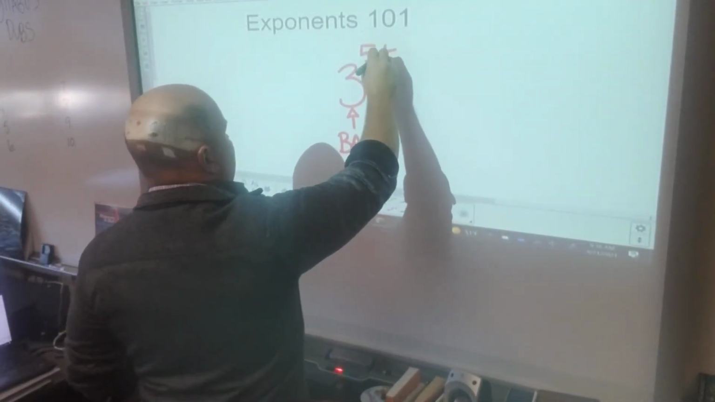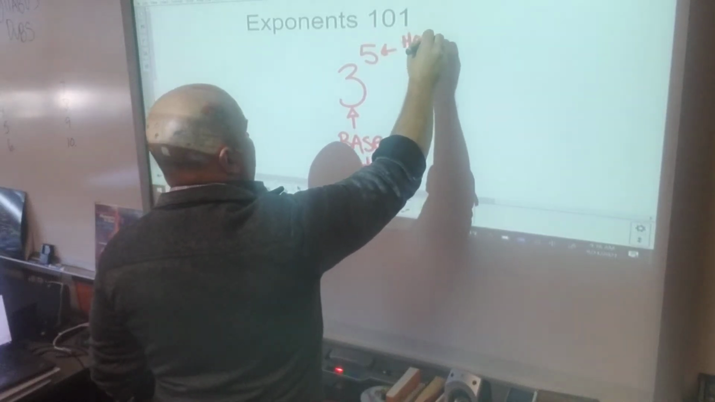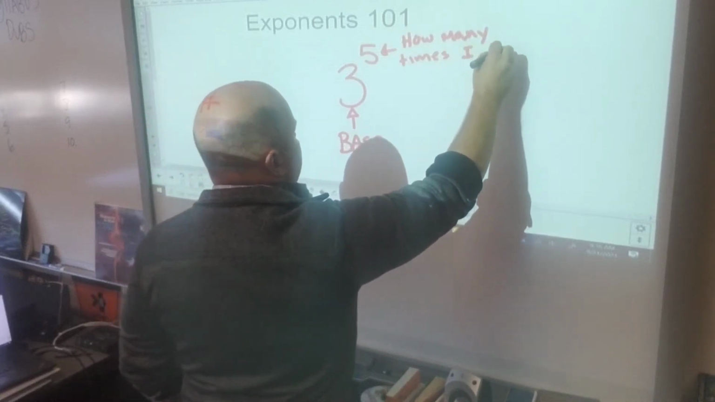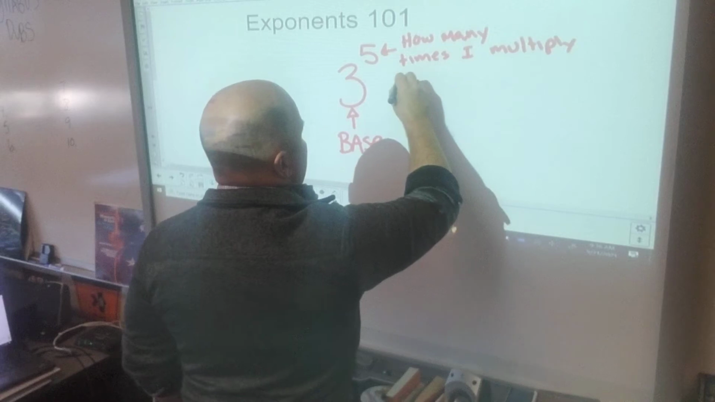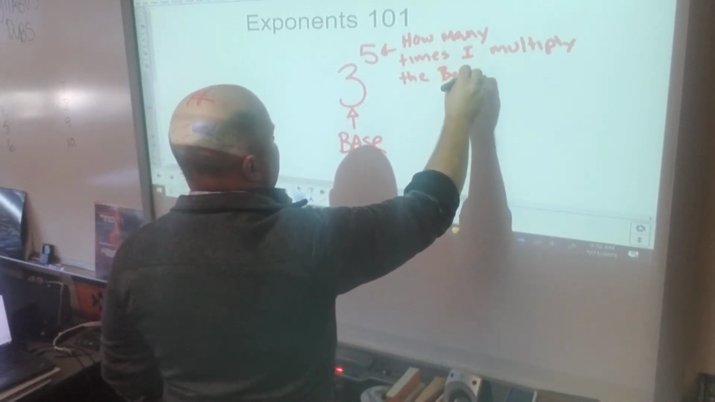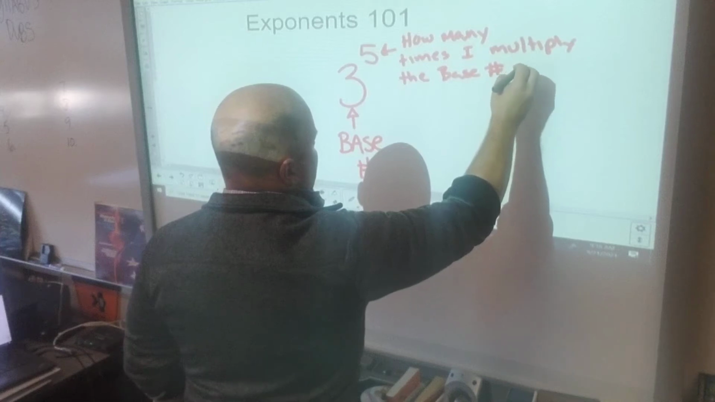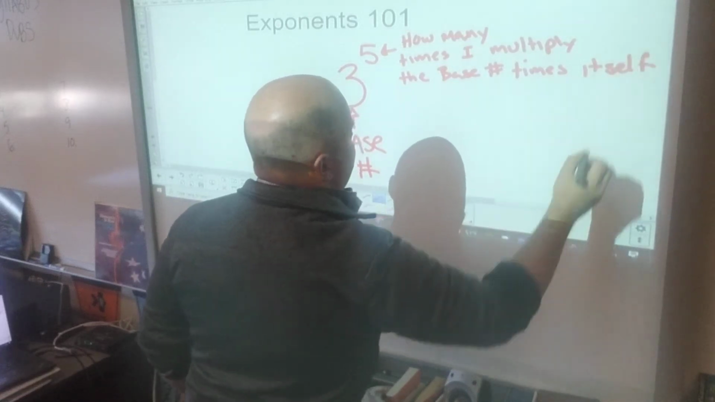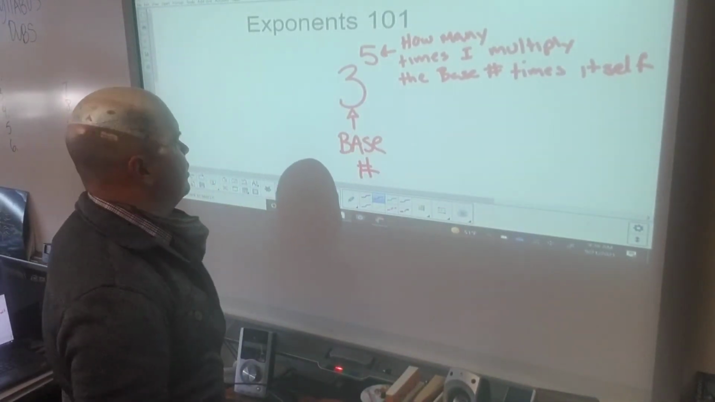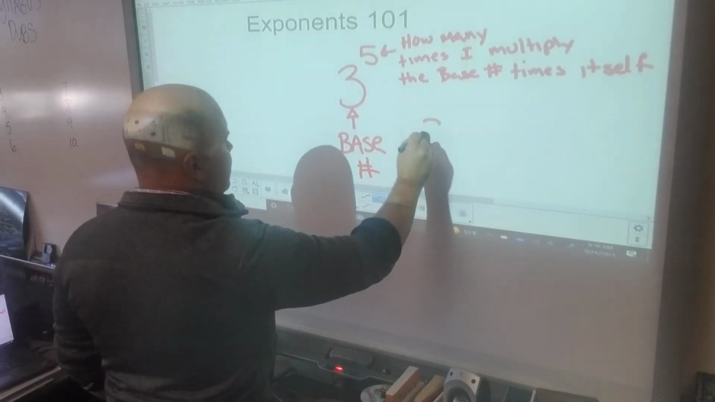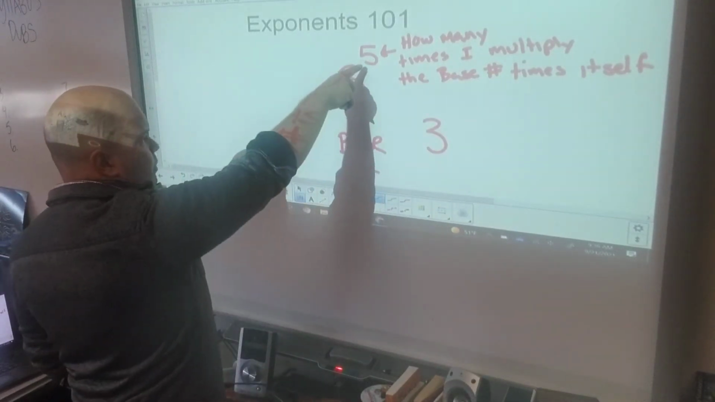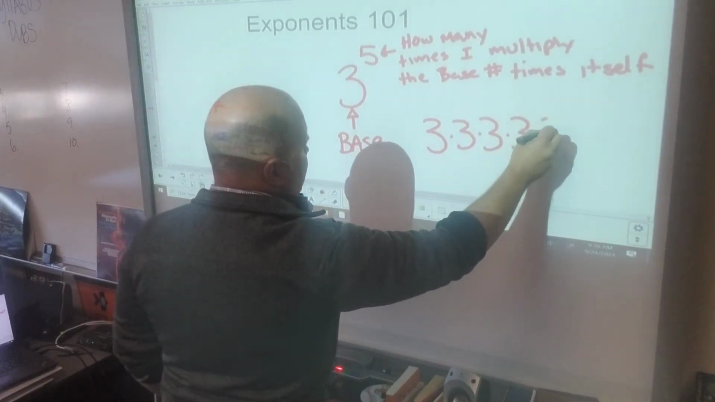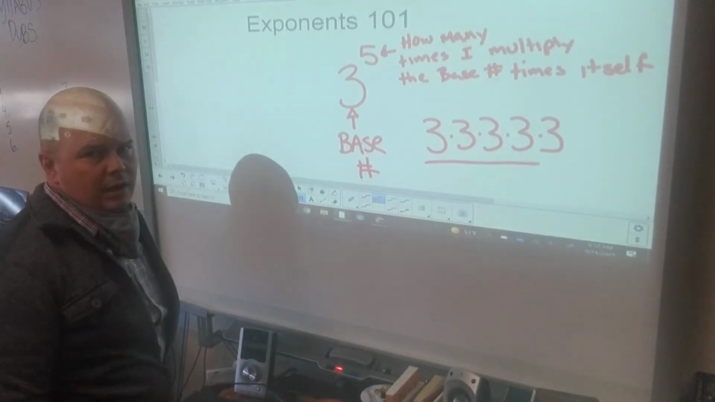The exponent here tells me how many times I multiply the base number times itself. Okay? That's all that tells me is how many times. So if I'm looking at 3 as my base number, that's what I'm dealing with, and I'm multiplying by itself 5 times. That is what's happening in that equation.